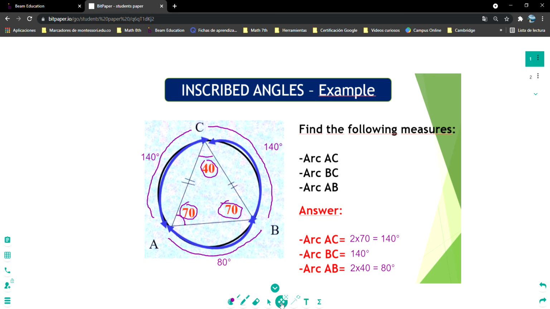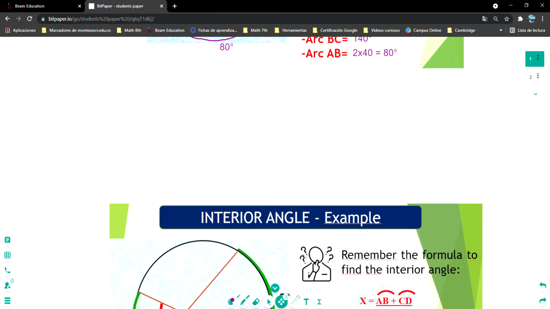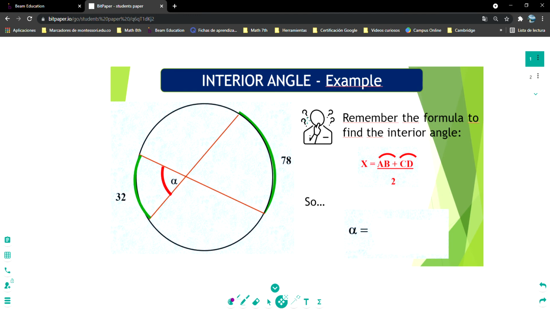Now let's continue with some examples of interior angles. Remember that an interior angle, according to the theory that we learned before, is an angle formed by two chords in the circle. Here we have this chord and this chord, and they form an interior angle, which is alpha. This is the angle alpha that we need to find.